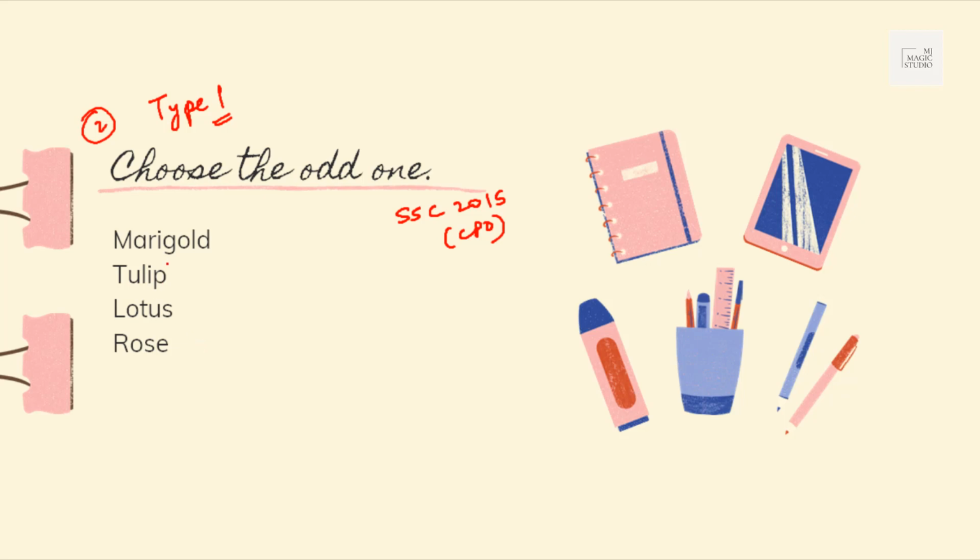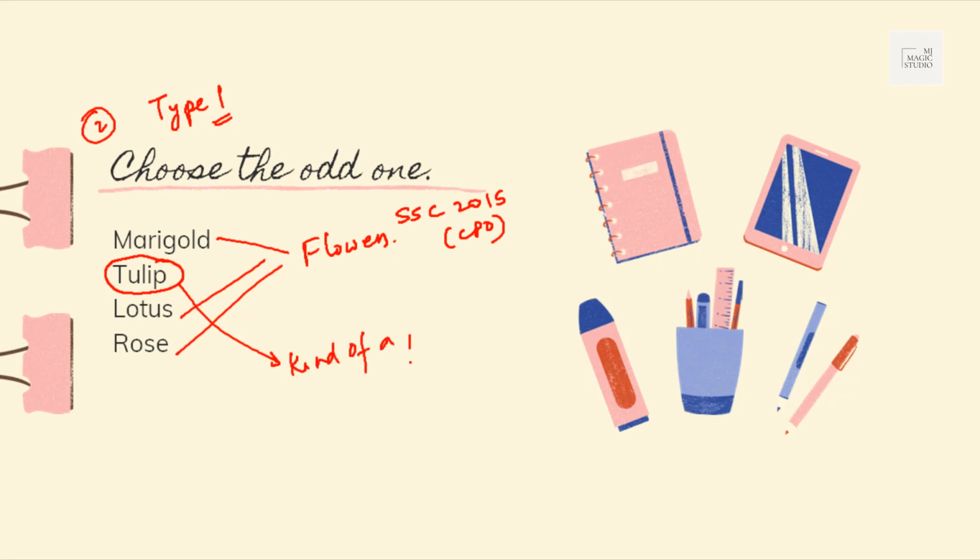You know why? Because tulip is the odd one out. Marigold, lotus, rose are types of flowers. But tulip, it looks as if it is a flower, but it's a kind of plant and does not belong to the group of flowers. So a tricky one. So let's take up one more quickly and see.